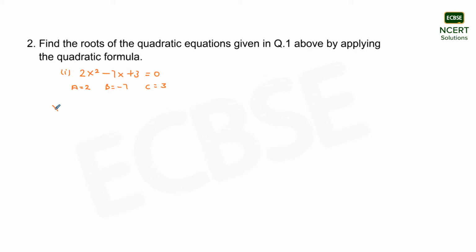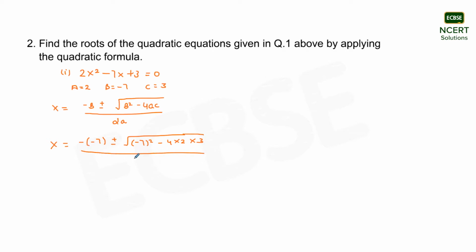So let me write first the quadratic formula, that is x is equals to minus b plus minus root b square minus 4ac divided by 2a. So this is the quadratic formula. Now just substitute the value of a, b and c in this formula. So here I will be getting minus into minus 7 plus minus root minus 7 whole square minus 4 into 2 into 3, divided by 2a, and here a is 2, so 2 into 2.